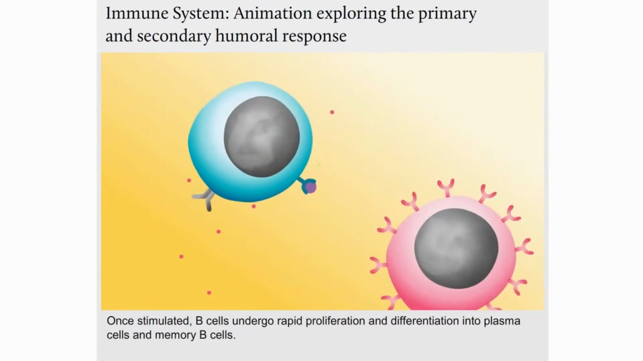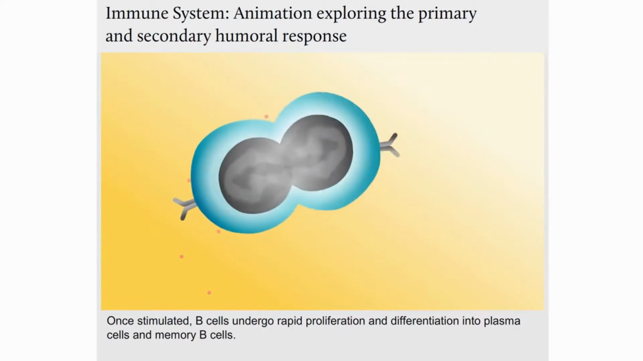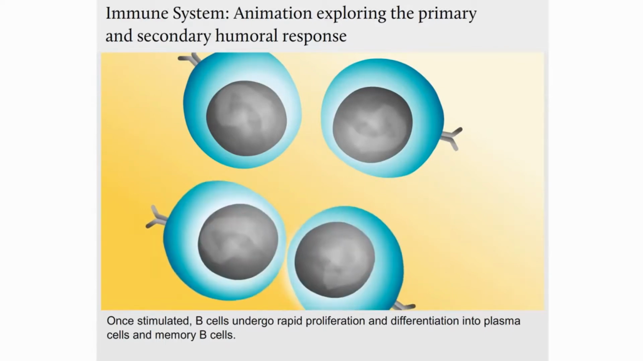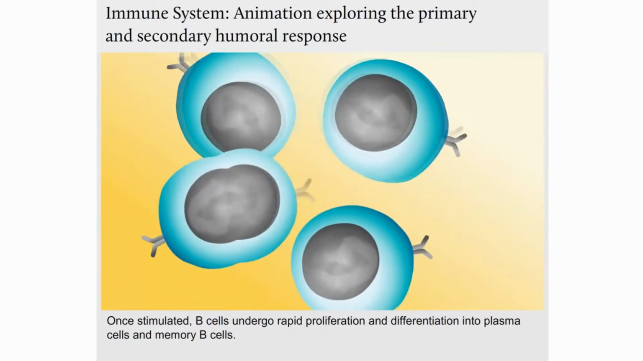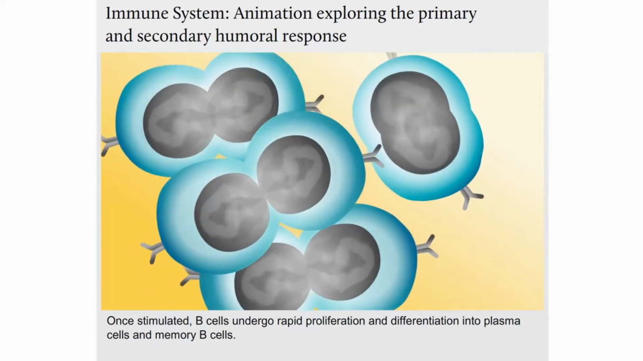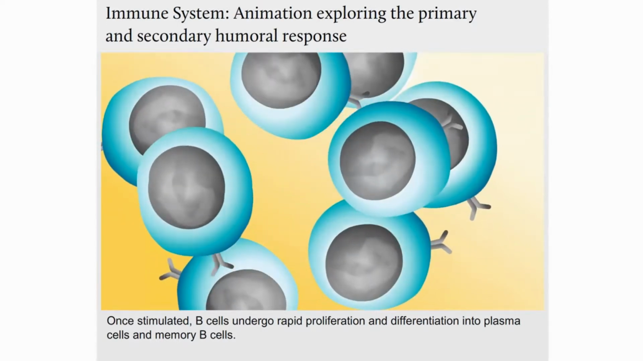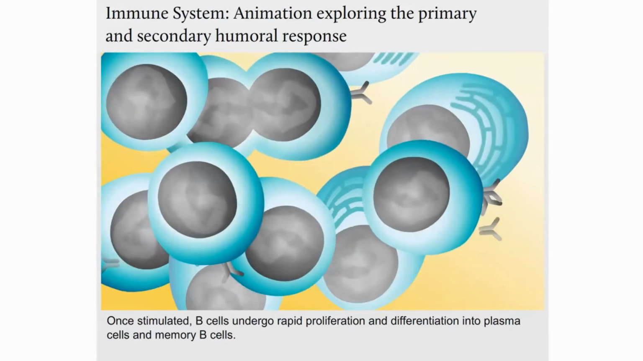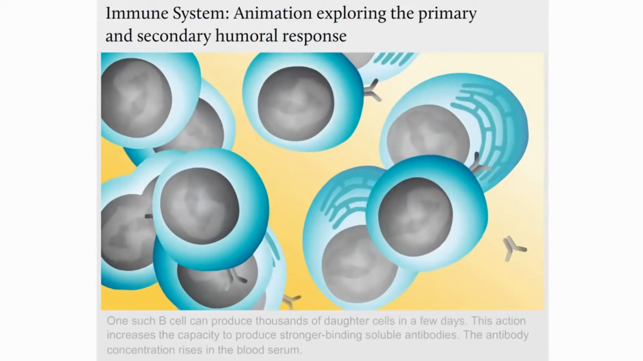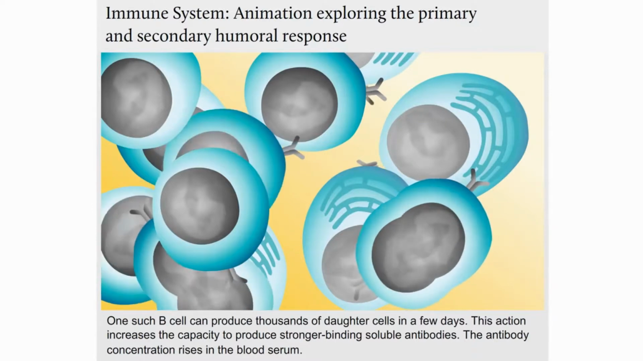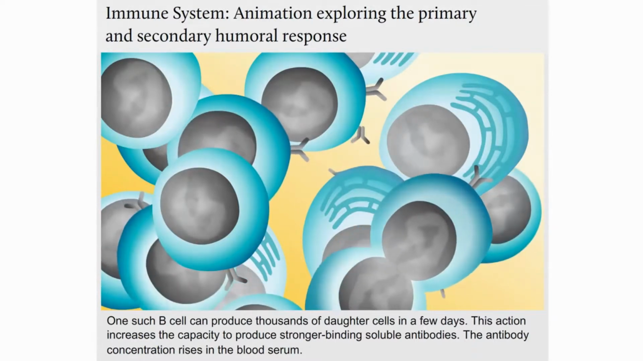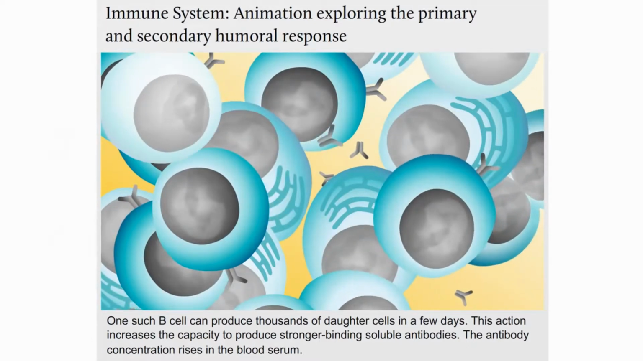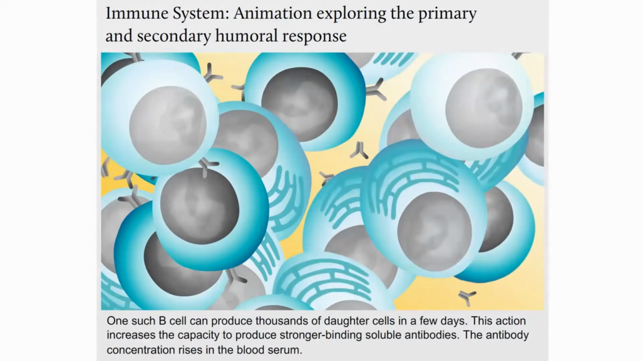Once stimulated, B cells undergo rapid proliferation and differentiation into plasma cells and memory B cells. One such B cell can produce thousands of daughter cells in a few days. This action increases the capacity to produce stronger binding, soluble antibodies. The antibody concentration rises in the blood serum.